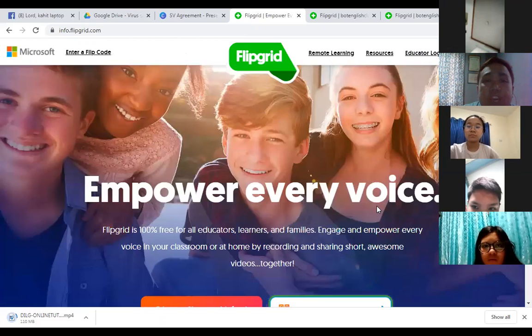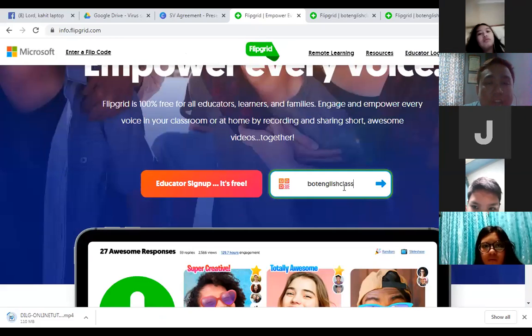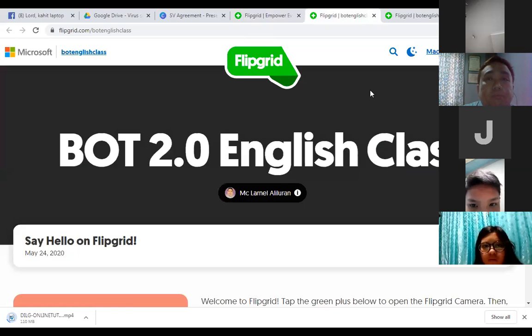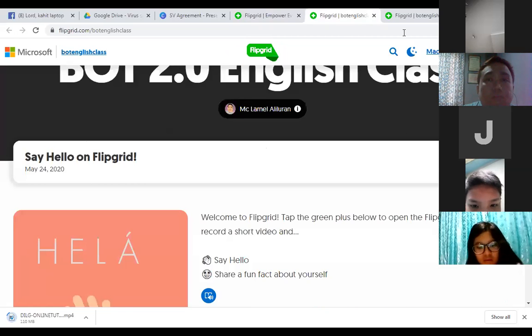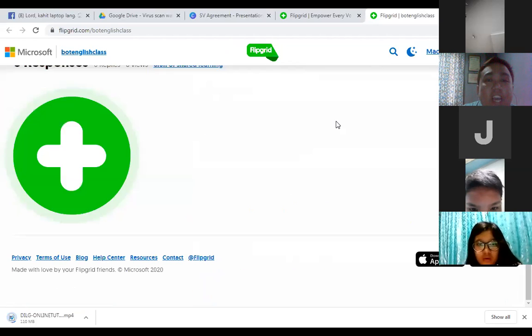What we're going to do is when you open your browser or your phone, hingan kayo ng flip code. Ang flip code natin ay BOT English Class. Okay? BOT English Class. Remember that. BOT English Class. That is our flip code. Pag-enter mo ng flip code, papasok ka dito sa ginawa kong flip class. Okay? At hahanapin mo itong cross na ito or add button and you will record an answer. Okay? You will record a video of yourself.